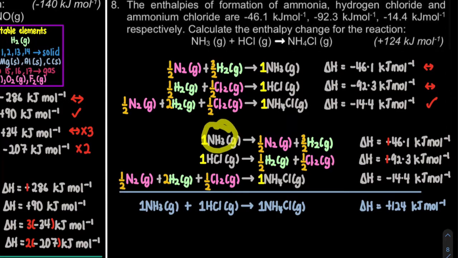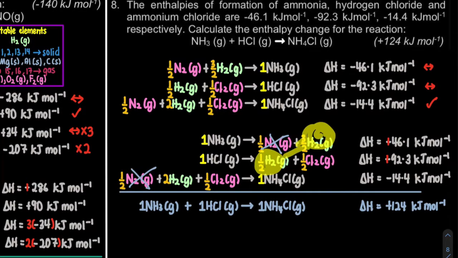NH3 is the thing that we want. So half N2. N2 we have here and 2, so we're going to cancel it out. Cancel. And then 3 over 2 H2. But here we have 1 over 2 H2.